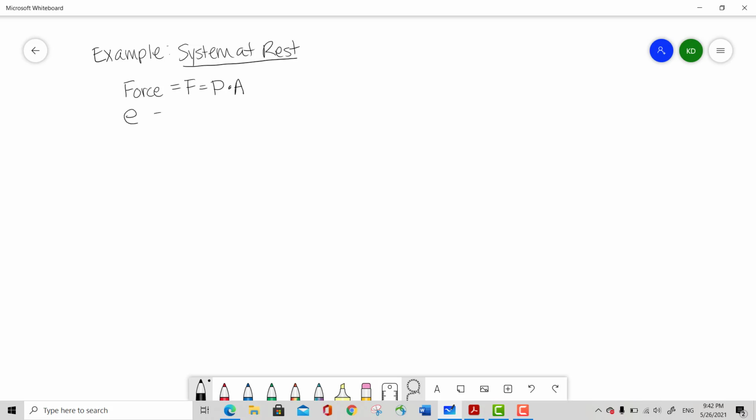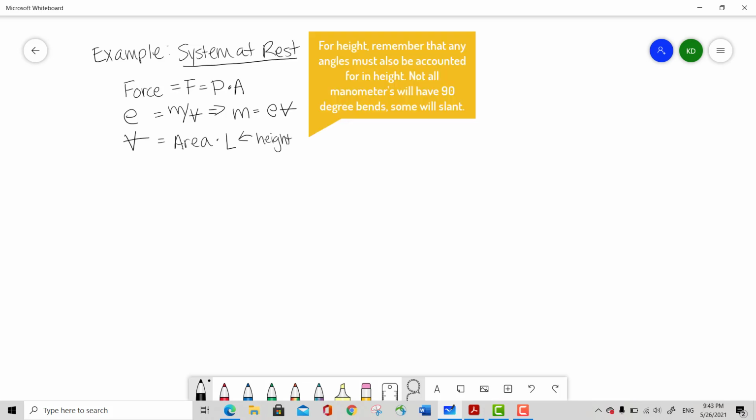We know that density is mass over volume, which is also equal to, so we can just rewrite it, okay? And then volume, denoted with a line across because we're going to be including velocity later, is area times length. This can also be height. So remember when we were looking at the manometer and we had the height of the column, that'll be your L. And then we've got change in pressure equals density times g times h.